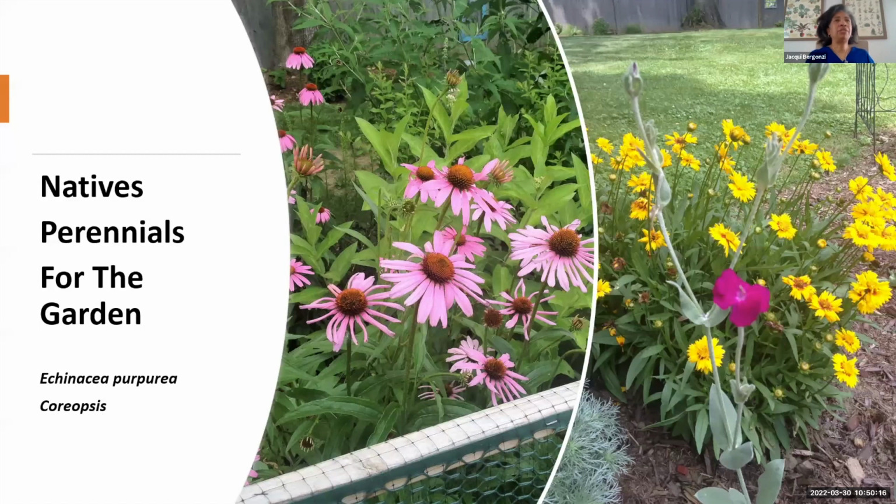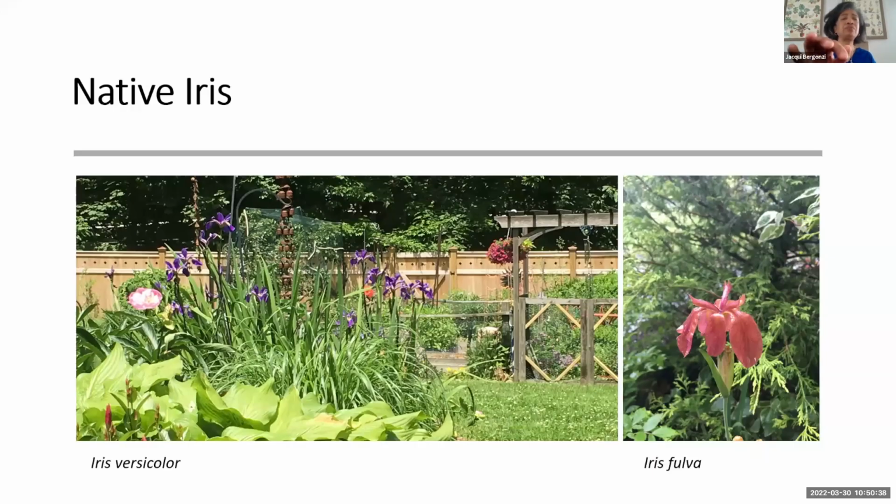So let's look at some natives and for the native perennials. And like I said, you guys, if you're transitioning to a native garden, if you haven't already, you probably have some of these natives in your garden already. This Coreopsis and Echinacea, which is everywhere. So I know I'm preaching to the choir here. You guys probably already have many of these plants.